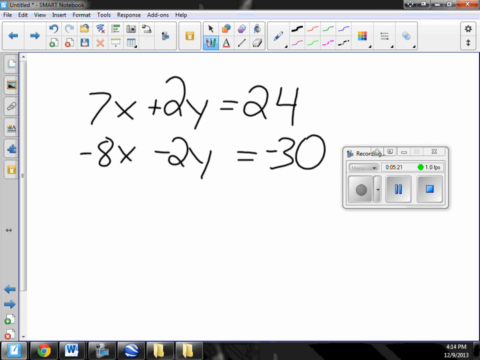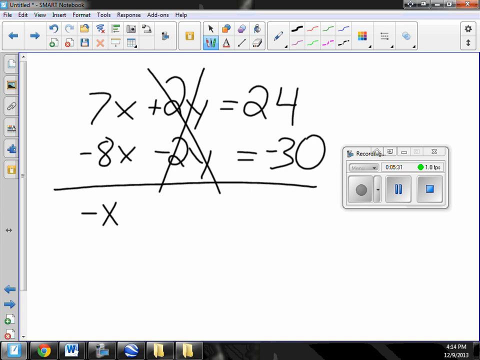All right, hopefully you paused the video. Welcome back. If I eliminate, the y's cancel. 7x minus 8x is negative x. 24 minus 30 is negative 6. So negative x equals negative 6. I don't want to know what negative x equals. I want to know what x is. So I need to multiply both sides by negative 1, or divide by negative 1, doesn't matter. And it turns into x equals 6.